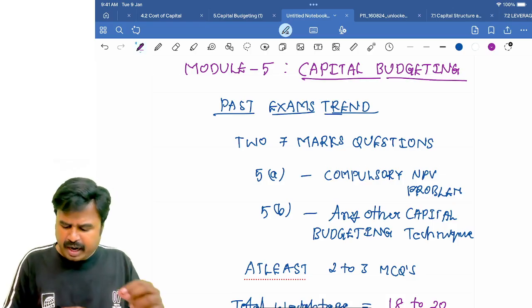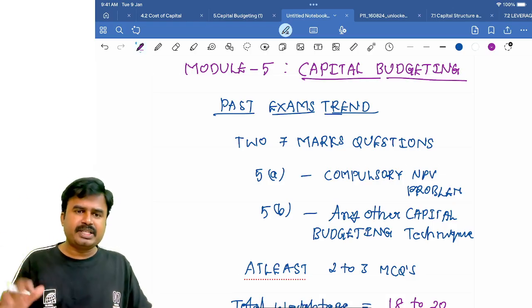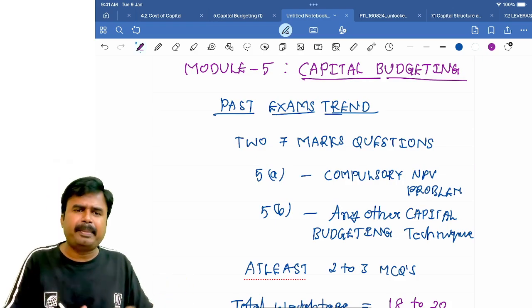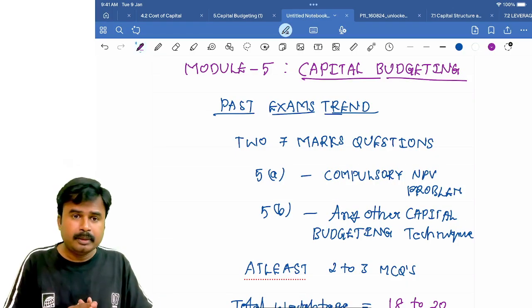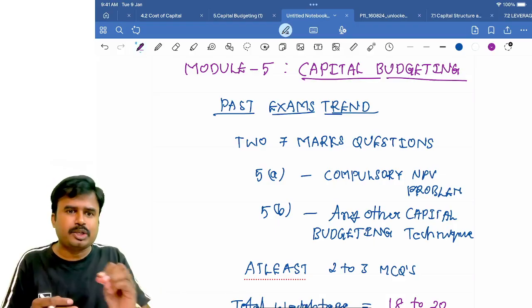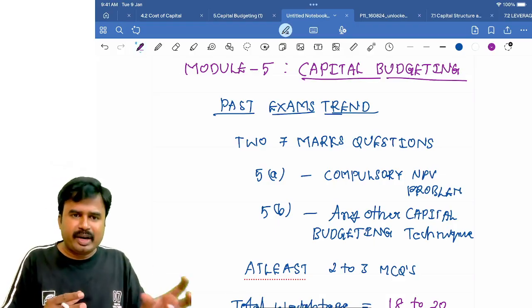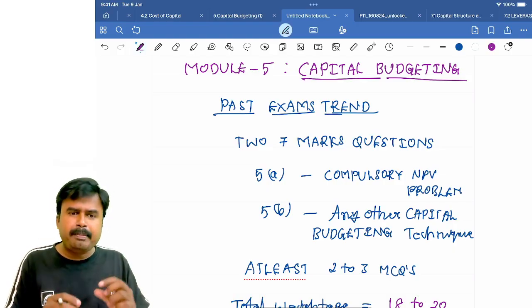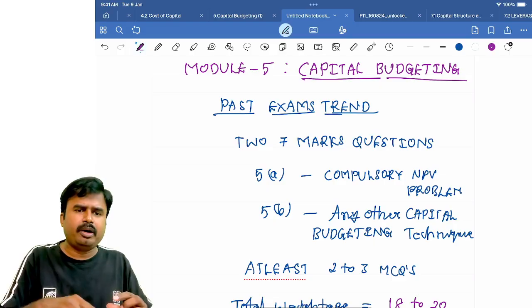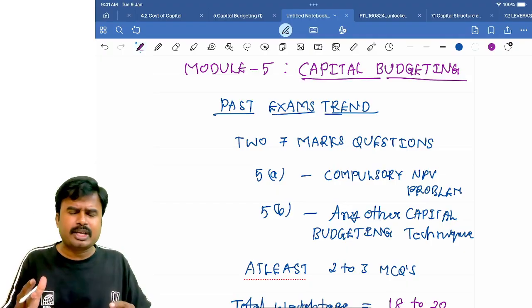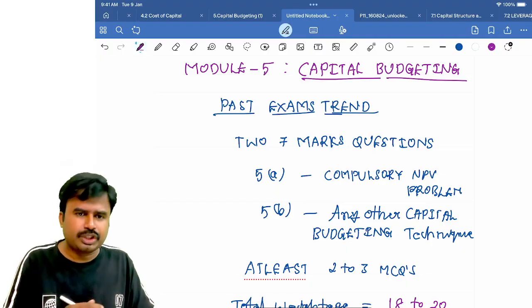And when it comes to 5B, any other capital budgeting technique, we have so many capital budgeting techniques like IRR, profitability index, payback period, or a combination of all the techniques. And sometimes they ask you to calculate equated annualized cost or equivalent annualized cost or annualized NPV. So these concepts are covered. So 5B is a random question from the chapter capital budgeting. Any question they can ask you, but 5A is always an NPV question.